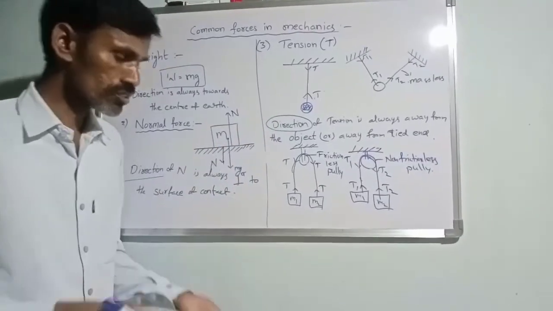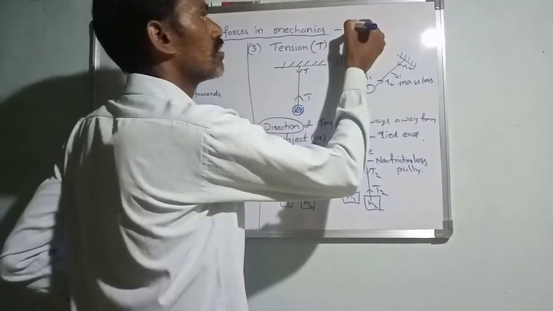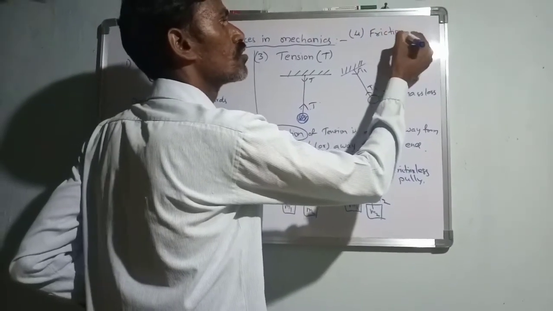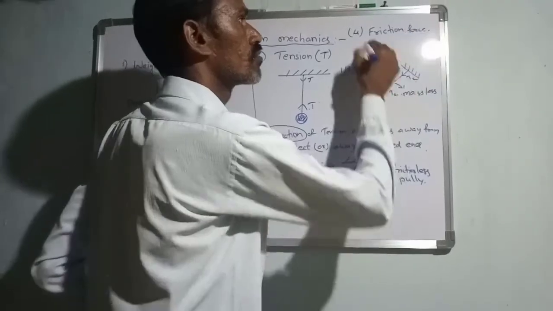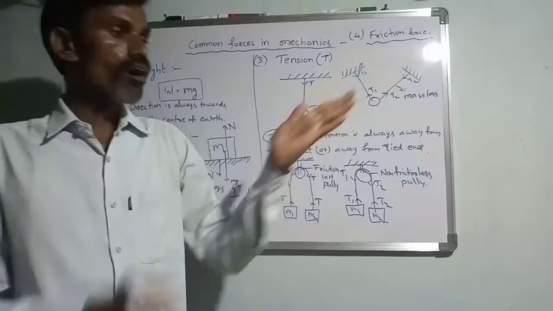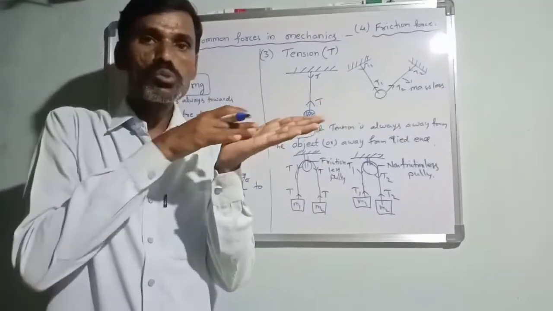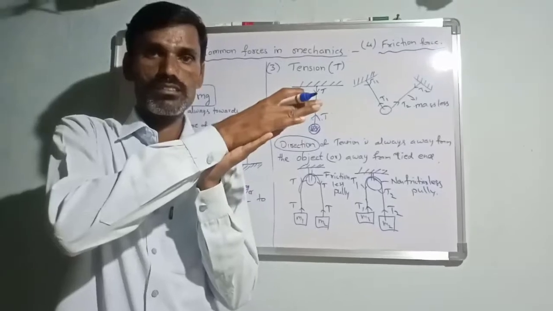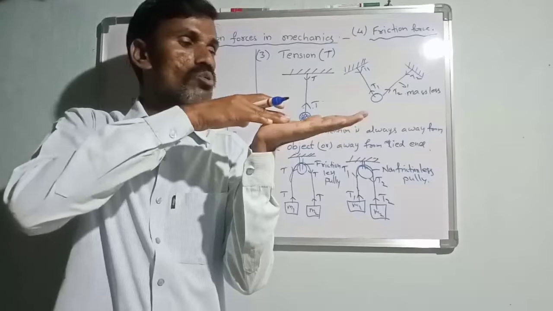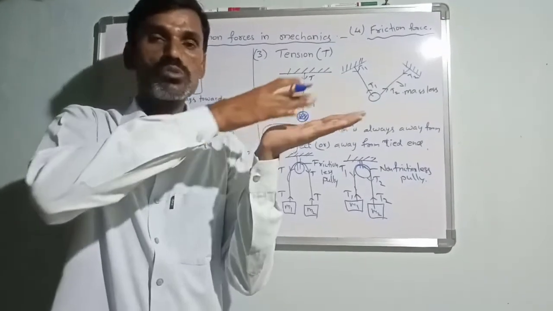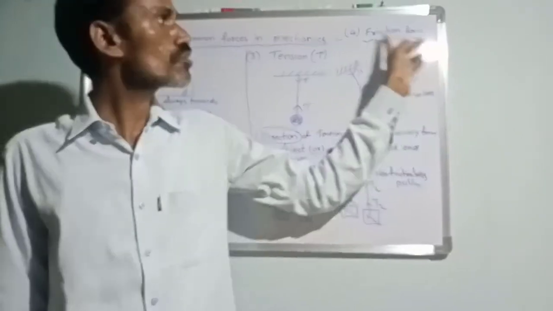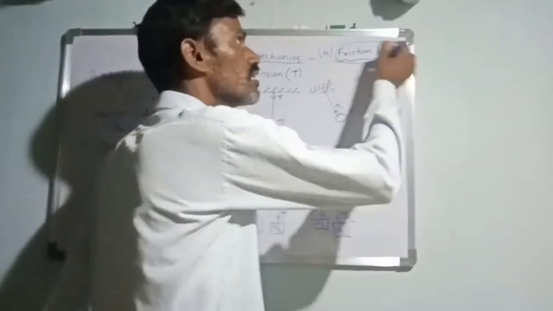Okay, now the last force is the friction force. So what is friction? The opposing force between two contact surfaces. The opposing force of motion between the two contact objects, between the two surfaces, the friction force may exist. So this friction force is discussed in the next lesson.